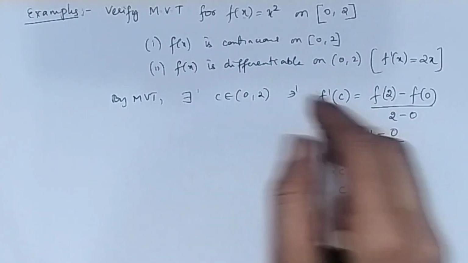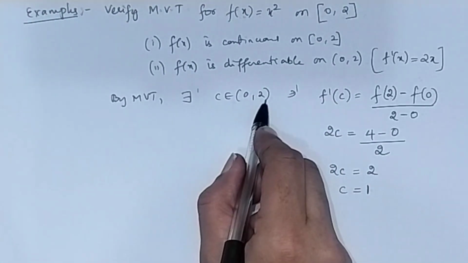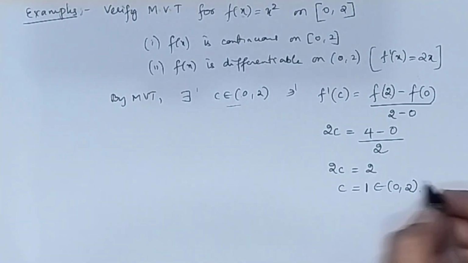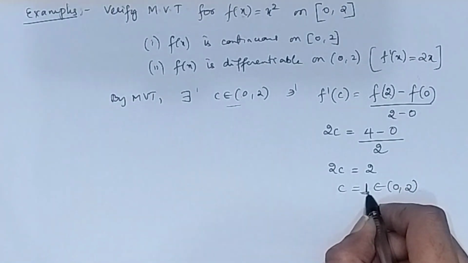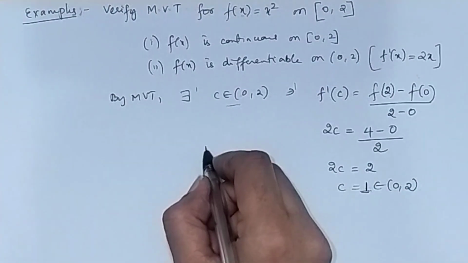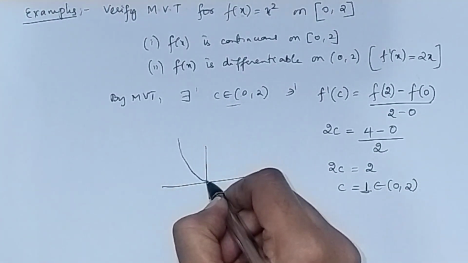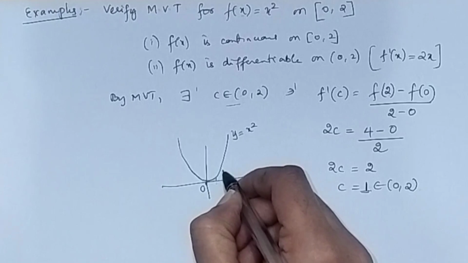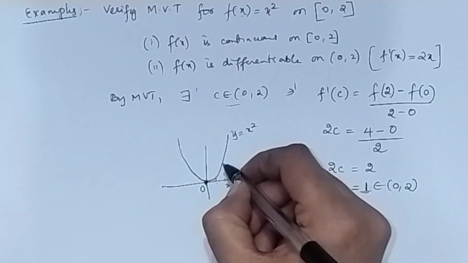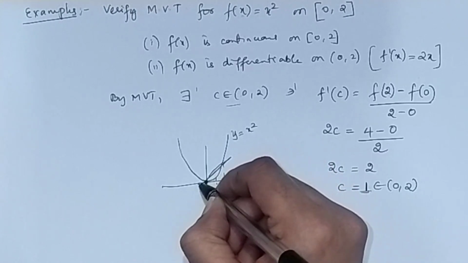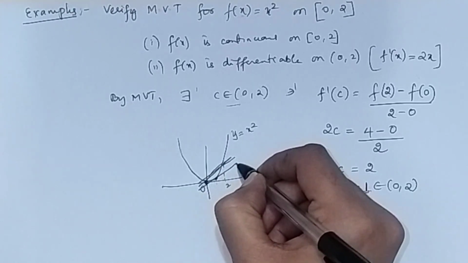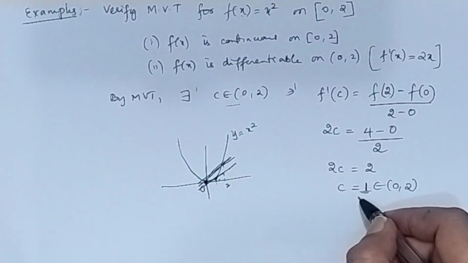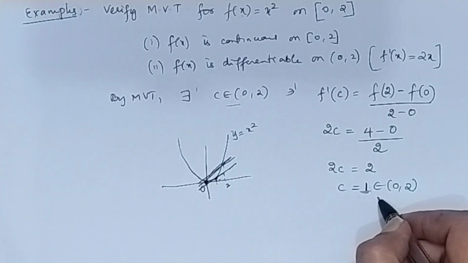Now check, is this point within the open interval 0, 2? Yes, clearly the point we have chosen belongs to the open interval 0, 2. Therefore, this is the point at which the tangent is parallel to the secant line. Graphically, y equal to x square is a parabola. On the open interval 0, 2, it is 1 here and here it is 2. Endpoints 0 and 2, passing through these endpoints we have this secant line. The point is 1. At this point the tangent is parallel to the secant line. This is how we got the point c equal to 1 within the open interval 0, 2.